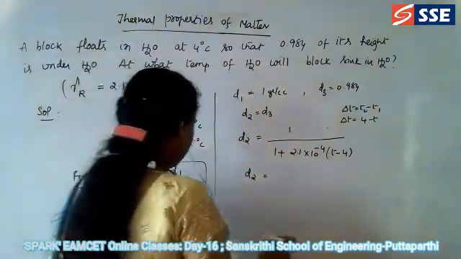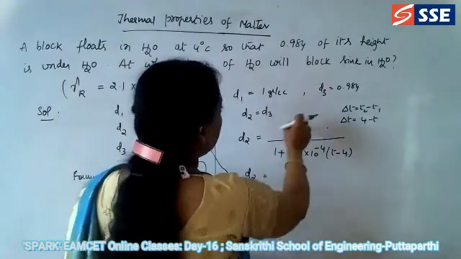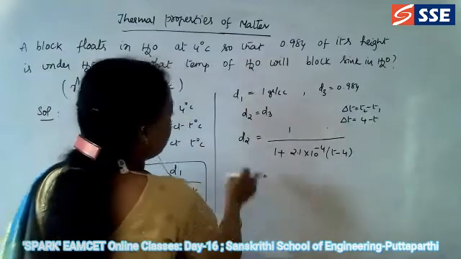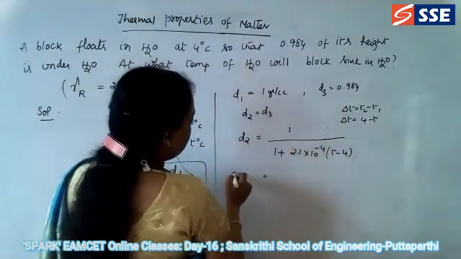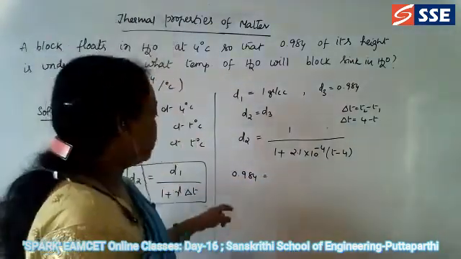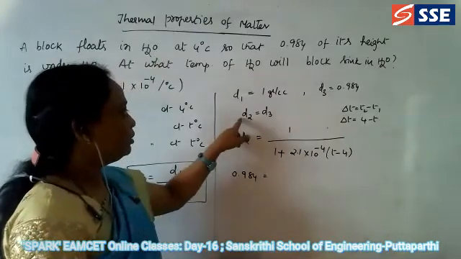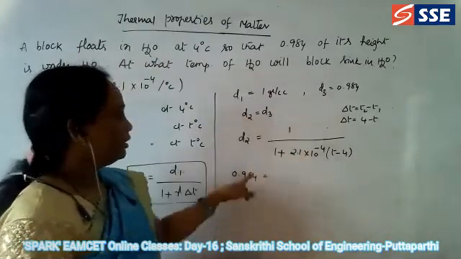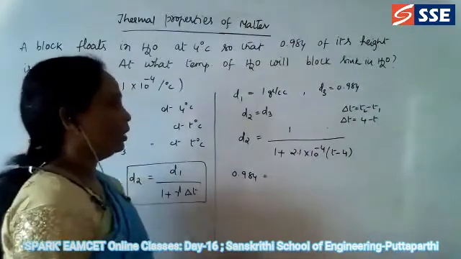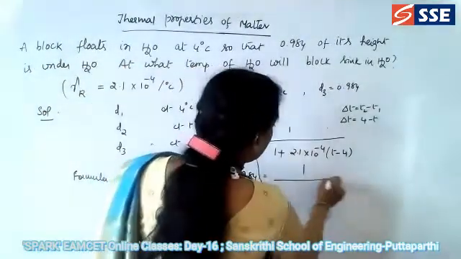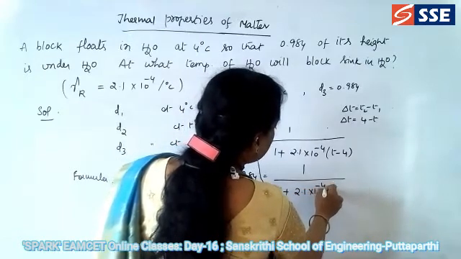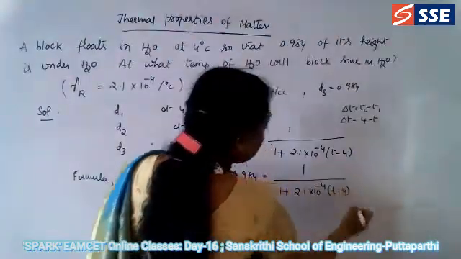So what is the answer for temperature? D2 is equal to D3, so substitute the D2 value directly. D2 is equal to 0.984. Because D2 is equal to D3, we are substituting the D3 value as 0.984, which is equal to 1 by 1 plus 2.1 into 10 power minus 4 into T minus 4.